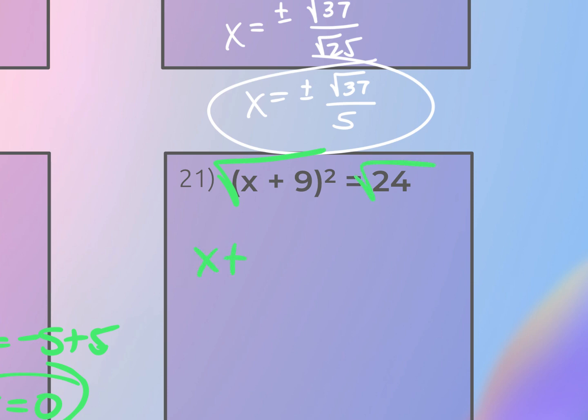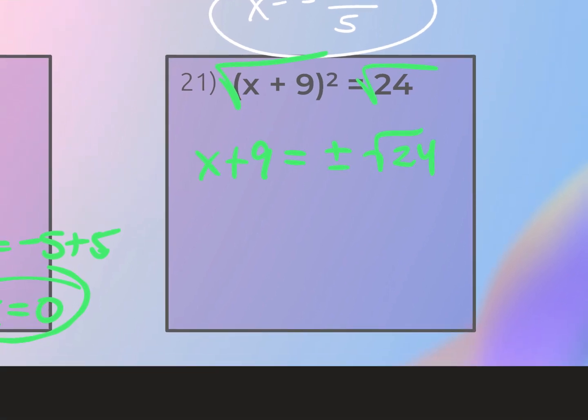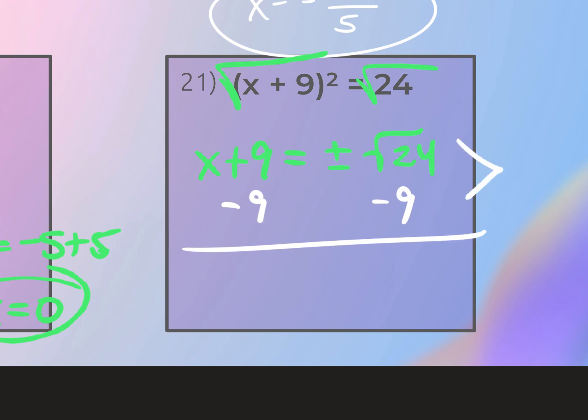So I have x plus 9 equals. What goes in front of my square root? Plus or minus the square root of 24. Now, you can simplify here if you want to. I'm going to wait till the end because I want to get that 9 to the other side. I want my x isolated. So what do I do to both sides first? Subtract 9. Guys, can I subtract these two things and get a single value? Yes or no? Can you combine the square root of 24 and the whole number 9? No. So this just becomes x equals, I'm going to put the 9 first, so negative 9 plus or minus the square root of 24.